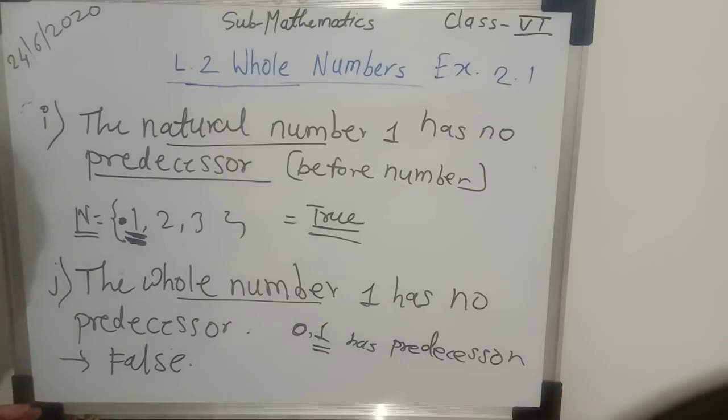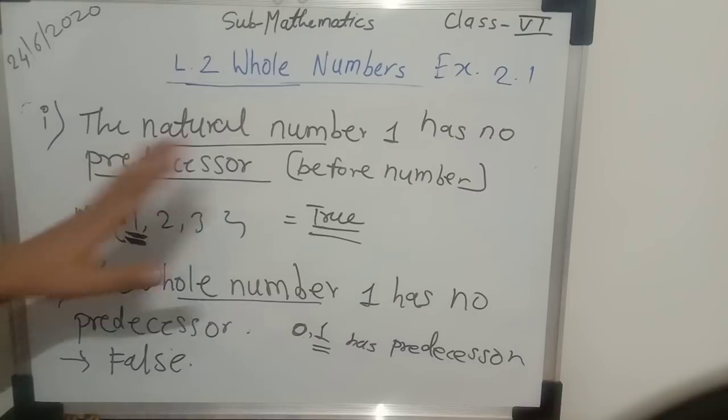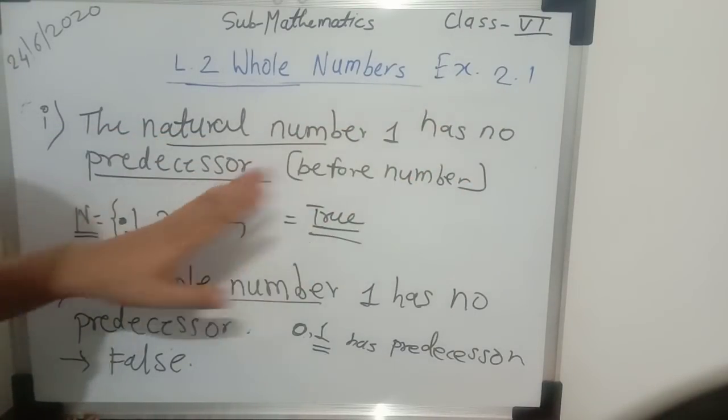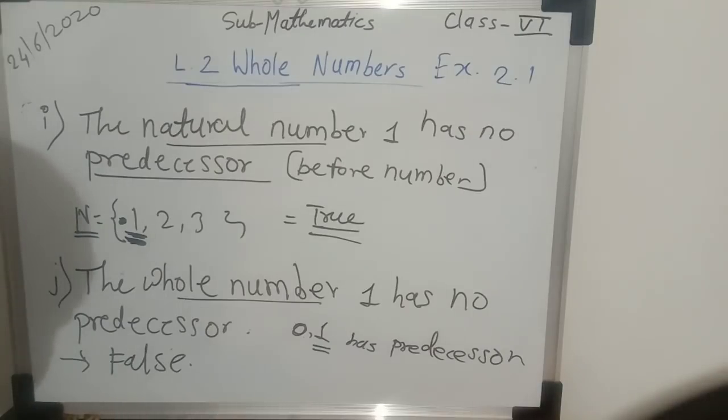Here we have finished our exercise 2.1, students. We have seen how to compare numbers. In question number 7, we saw how to compare numbers and how to decide which number is on the left side of the given number. After that, we saw different statements, and if any statement is false, we also saw the reason behind that. Now after this, we are going to see the properties of whole numbers.